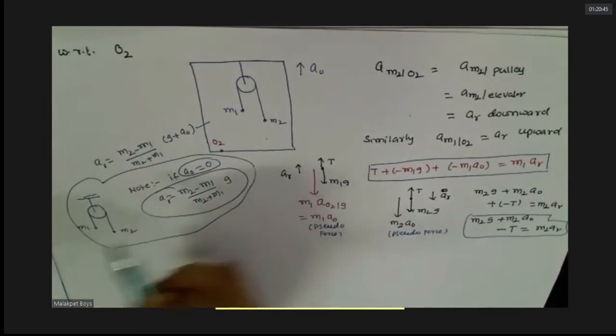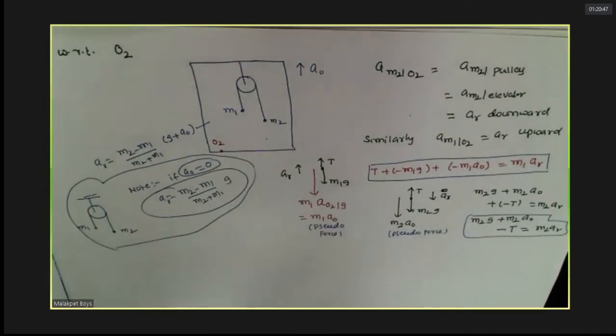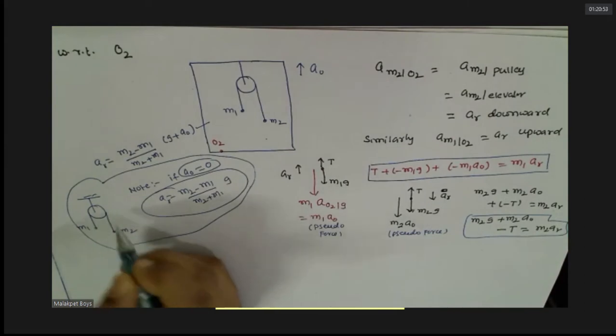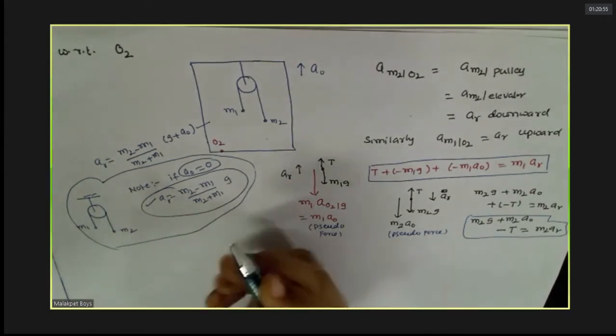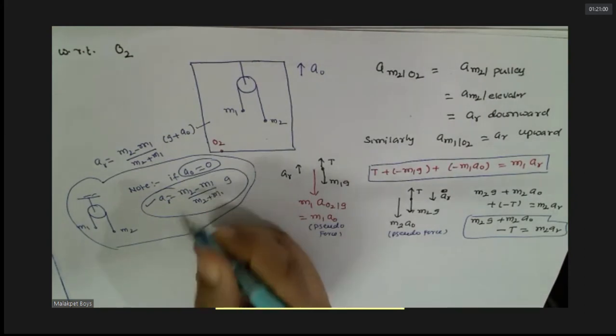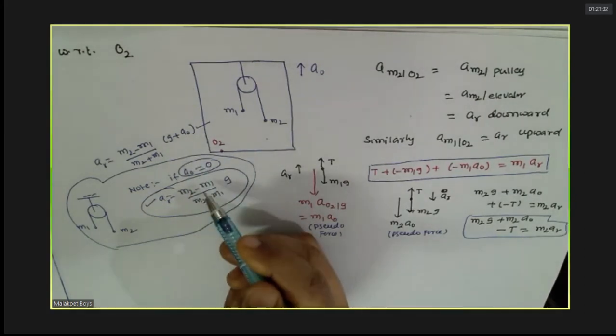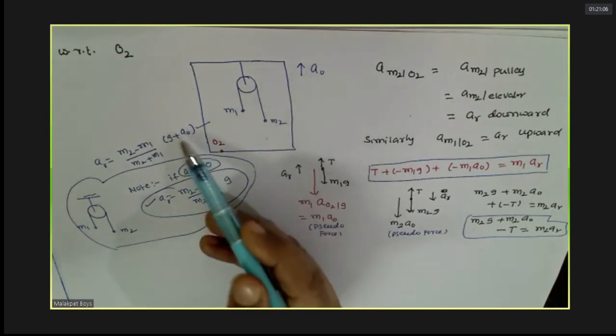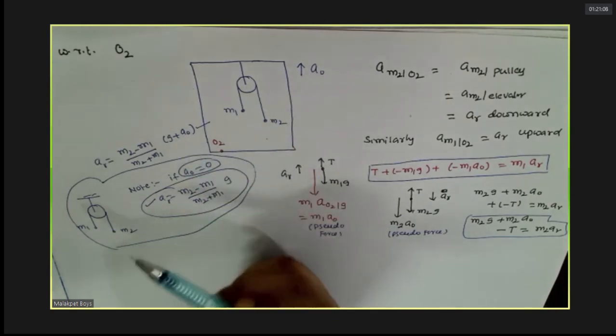Previously, you have done one problem called Atwood machine. In that, the pulley is at rest. If that is the case, you got this relation. If you want to check, if the pulley is not moving, I should get A naught 0. If I substitute A naught 0, I should get the previous case.